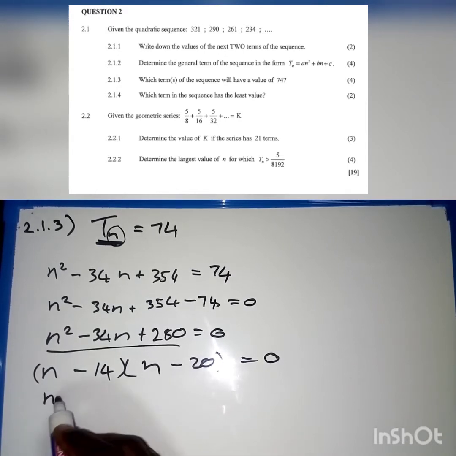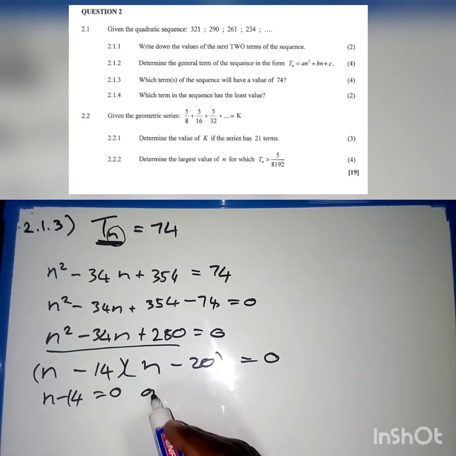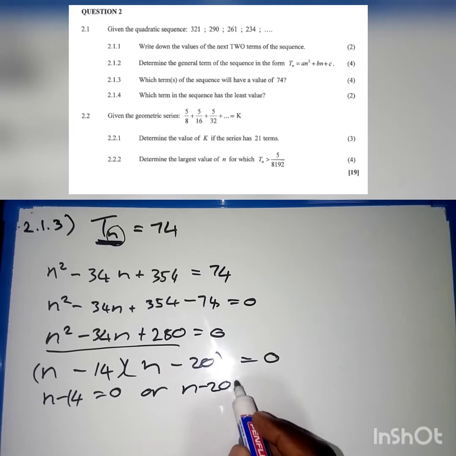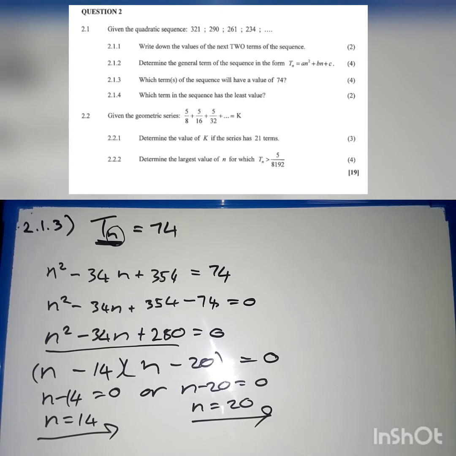So now we see that n minus 14 is equal to 0, or n minus 20 is equal to 0. So n will be equal to 14, or n will be equal to 20. So this will be your answer for your n. It says which terms, which is sort of a hint that maybe you have two terms instead of one. So these are the two terms. All right, cool.